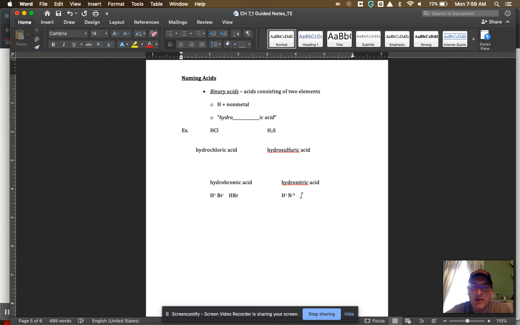One thing to think about with acids: the number of hydrogens is always the charge on the negative ion, because hydrogen is always +1. If the negative ion is a -1, there's 1 hydrogen. If it's a -2, there's 2 hydrogens. If it was a -3, there's 3 hydrogens, and so on. So this one here would be H3N. H3N would be hydronitric acid. Again, there's 3 H's because N is minus 3. Those are your binary acids, just H and nonmetal.